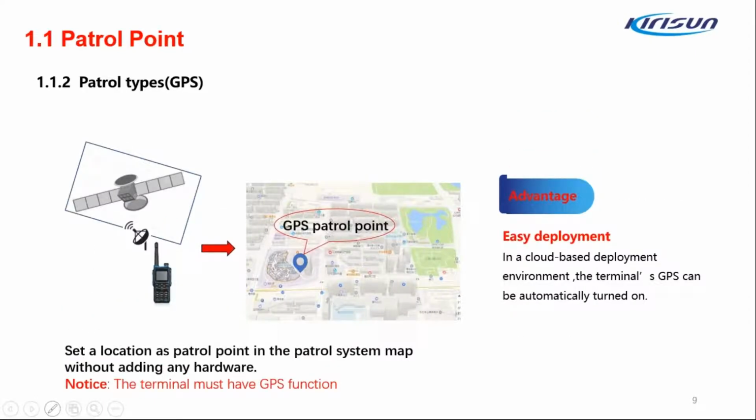The second type is GPS. It just needs a location to be set as the patrol point in the patrol system without adding any hardware. Please note, the terminal must have the GPS function. The advantage of GPS patrol type is that it is easy to deploy in a cloud-based deployment environment. The terminal's GPS can be automatically turned on.